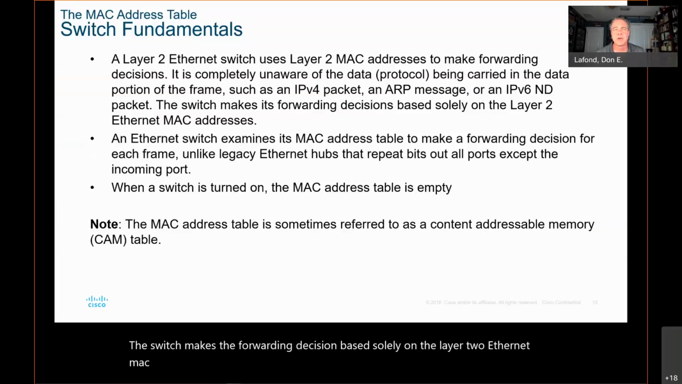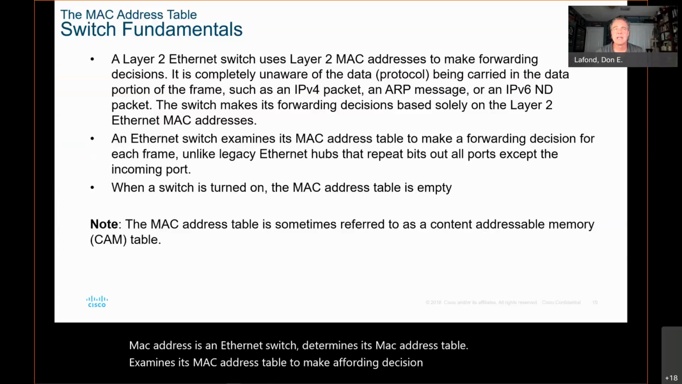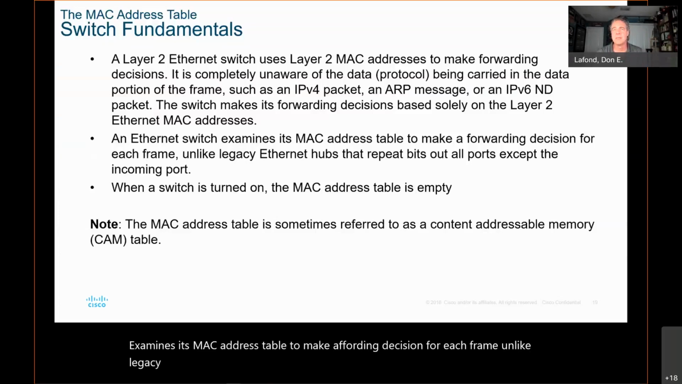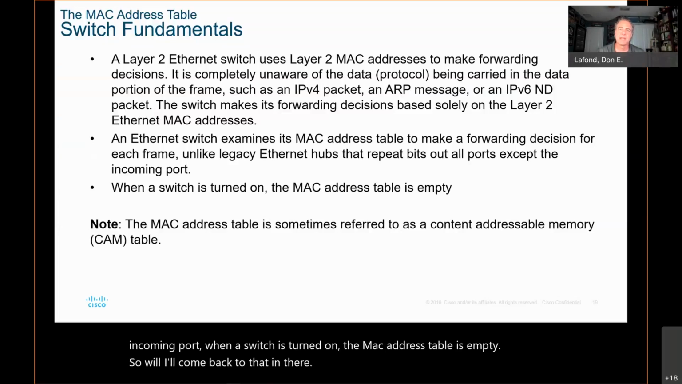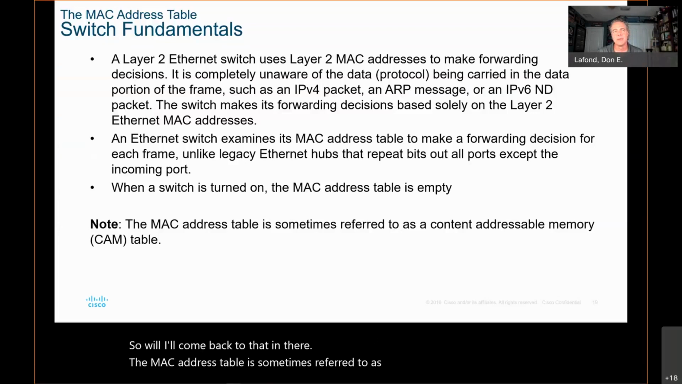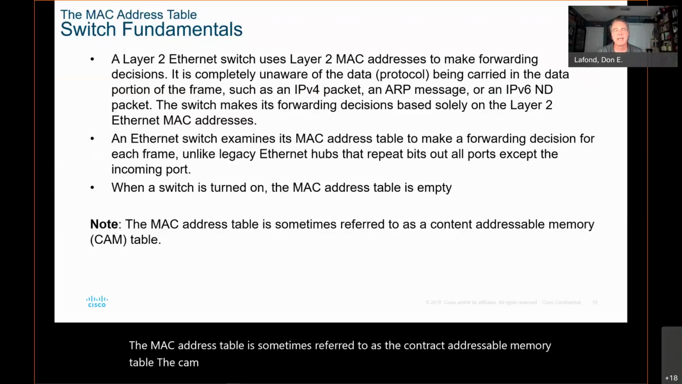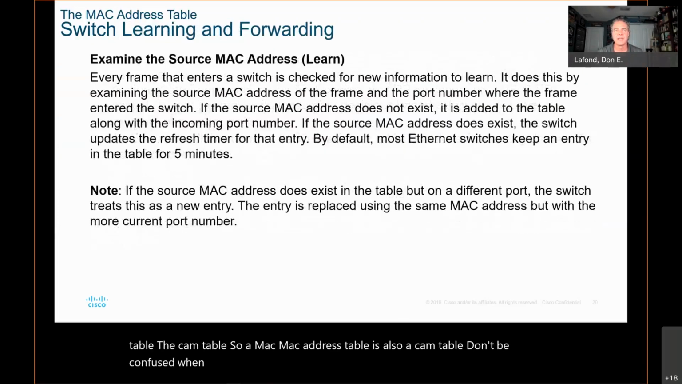An Ethernet switch examines its MAC address table to make a forwarding decision for each frame, unlike legacy Ethernet hubs that just repeated the bits out of all ports except for the incoming port. When a switch is turned on, the MAC address table is empty. So I'll come back to that in a minute. The MAC address table is sometimes referred to as the content addressable memory table, the CAM table. So a MAC address table is also a CAM table.